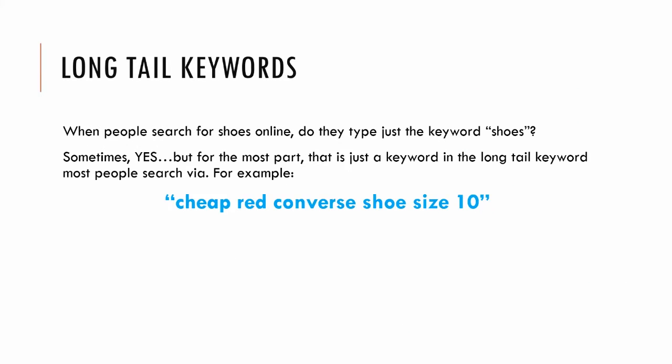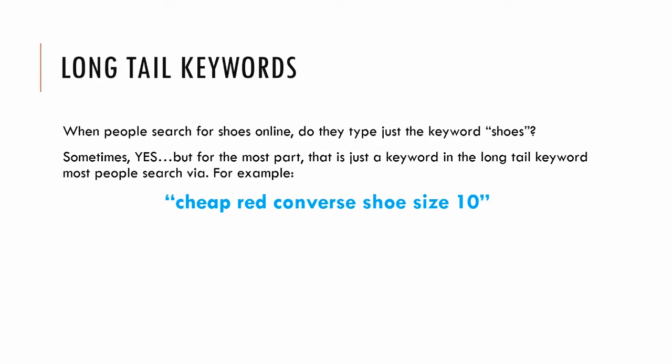By long tail keywords, I mean when people go online to search for a product, are they just typing in the simple keyword? Sometimes yes, but like I said, that only accounts for 30% of search traffic. So the smarter angle is to drill down into these keywords and get very specific long tail keywords that people are searching on the internet. An example would be cheap red Converse shoe, size 10. This person has intentions to buy. They are going online looking for a sale of red Converse shoes in their specific size.